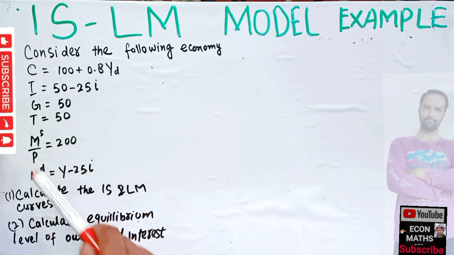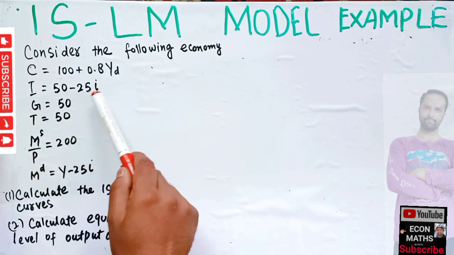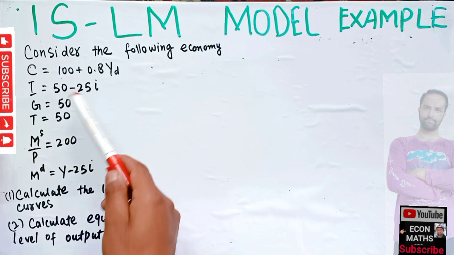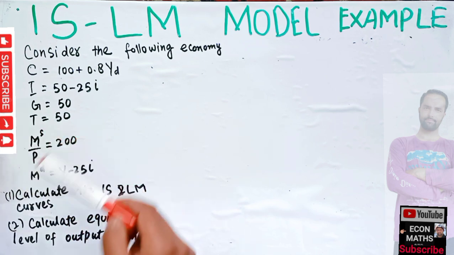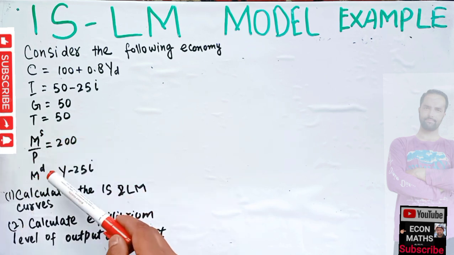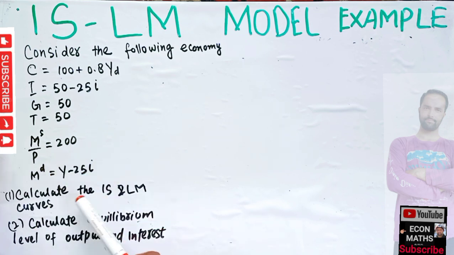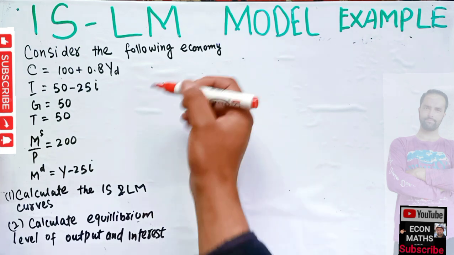Investment is being given as 500 minus 25 I, where I is the rate of interest. Government expenditure is 50, which is autonomous here, and taxes, which are lump sum, are also 50. Real money supply is 200. Money demand is Y minus 25 I. Calculate the IS-LM curves. We have to calculate IS and LM curves, and also calculate the equilibrium level of output and interest. How do we solve this question? Let's try to find out.